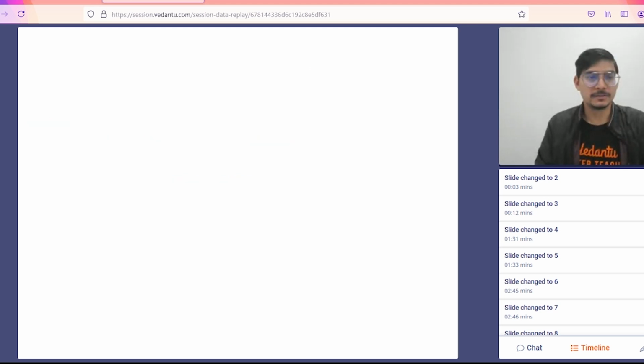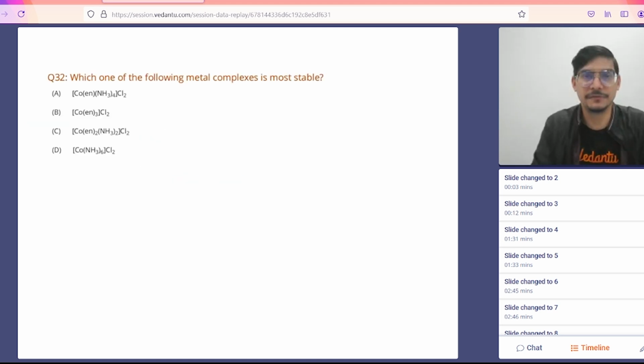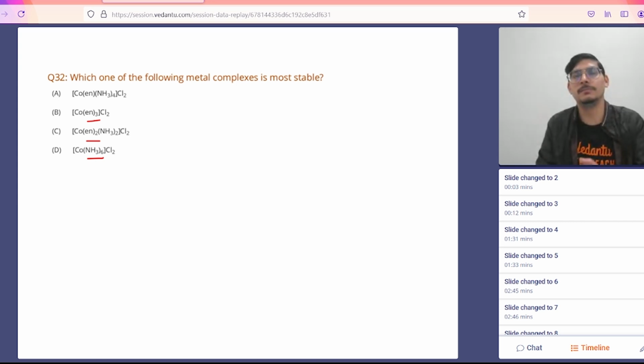Moving to the next question. Which one of the following metal complexes is most stable? So we know that the stability for complex depends upon the oxidation state of the metal, the strength of the ligand, the chelation ability, etc. So in this case, you can see that the ligands are ammonia, ethylene diamine, like that. So ethylene diamine is not only a stronger ligand than ammonia, but it also forms chelate complex. That is, ring formation happens when ethylene diamine binds to a metal. So as a result, the complex which is most stable is this one.